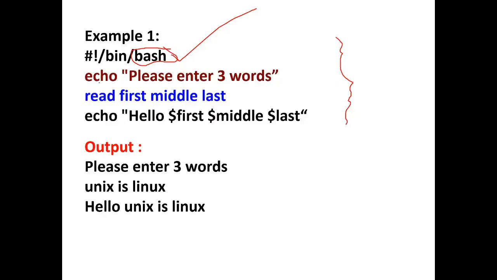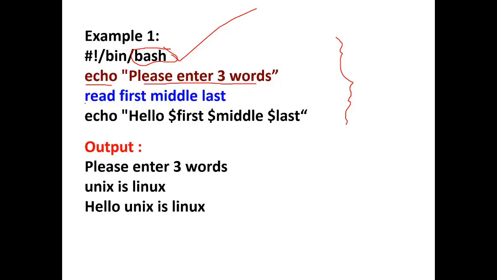And echo, why do we use the echo command? We use the echo command to display our output on the screen, like we use printf in C programming to display the output on the screen. In the same way here in Unix Linux, we need to use the echo command to display the output on the screen. So it is going to ask the user to enter 3 words. Please enter 3 words. So it is waiting for the user to enter 3 words.